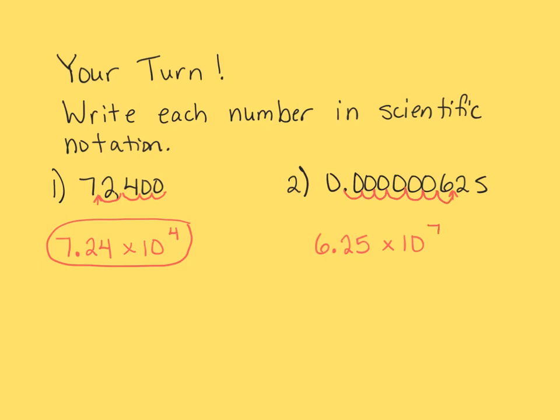It moves 7 places. And last, I just need to check whether this should be a positive or negative exponent. 0.000 anything is going to be a number that's less than 1. So it's a small number. So I have a negative exponent. And I'm finished with that problem.